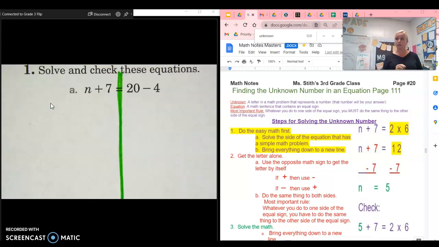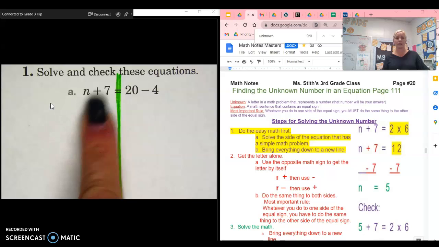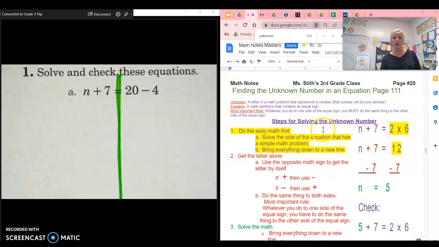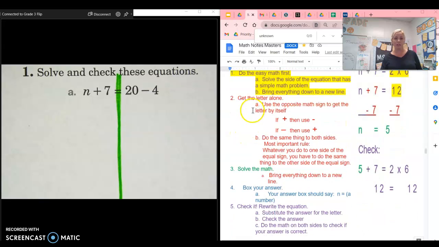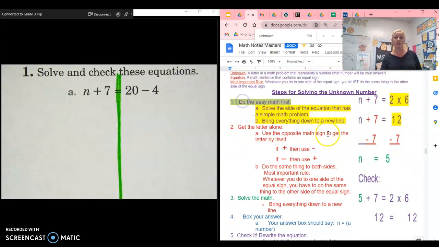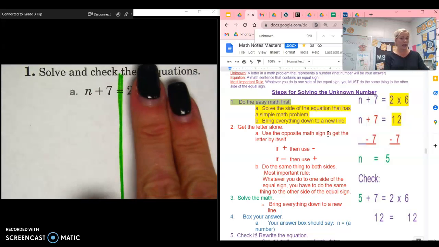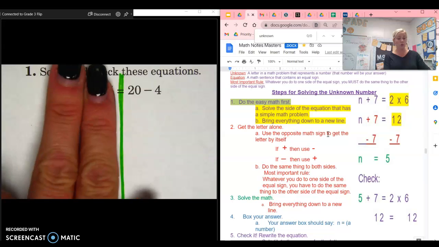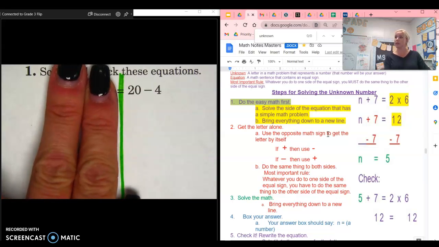Do you see the first section? What is it? N plus 7 right here. And we have the second section, 20 minus 4. And now as we work, we're going to solve using our math notes. So I have my math notes here, and we're going to do the easy math first. Now looking here, is N plus 7 a math problem that you can solve right now? Yes or no? No. Is 20 minus 4 a math problem that you can solve right now? Yes. So we're going to do that part as the easy math first.